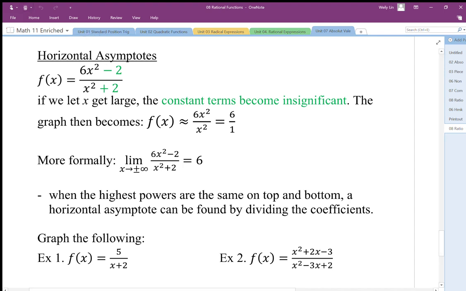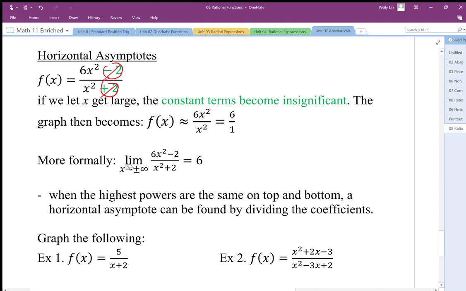And what we can do is we can actually just kind of ignore them. So we can't ignore them to get an exact value, but approximately, when we have really big x's, like a million, this number and this number really are insignificant. So we kind of ignore those. And we then say the graph is going to behave approximately like 6x squared over x squared, which is really going to behave like 6. It's just going to start becoming closer and closer to the value of 6.